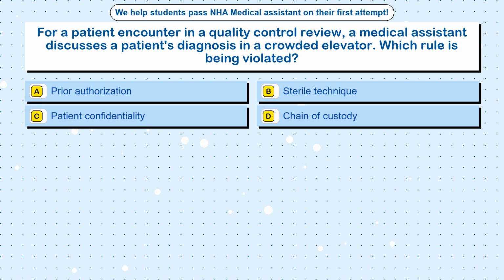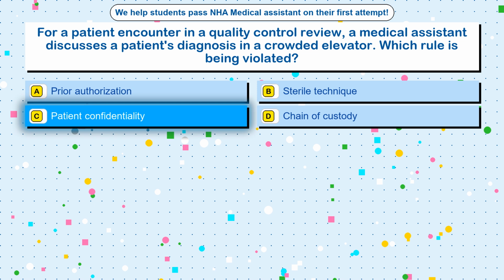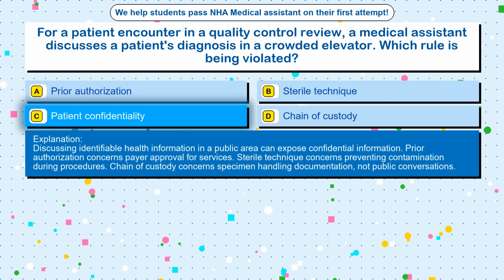Which rule is being violated? Option A, prior authorization. Option B, sterile technique. Option C, patient confidentiality. Option D, chain of custody. The correct answer is option C, patient confidentiality. Discussing identifiable health information in a public area can expose confidential information.